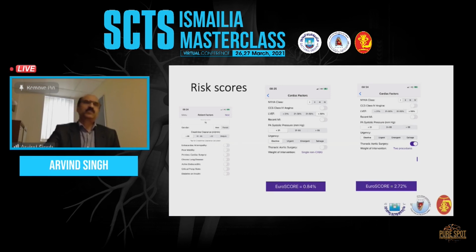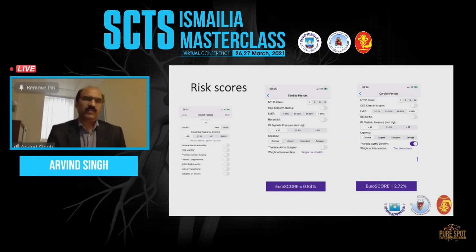And this is just a snapshot of what a risk score does. This is from my phone app, which I normally use when I'm looking at a patient and calculating their risk and explaining to them about EuroSCORE. I've just used a simple template: a 78-year-old man who has no comorbidities, normal left ventricular function. I've used a single non-CABG as a procedure, and an elective two procedures with operation on the thoracic aorta. And you can see that the EuroSCORE goes from 0.84 to 2.72.